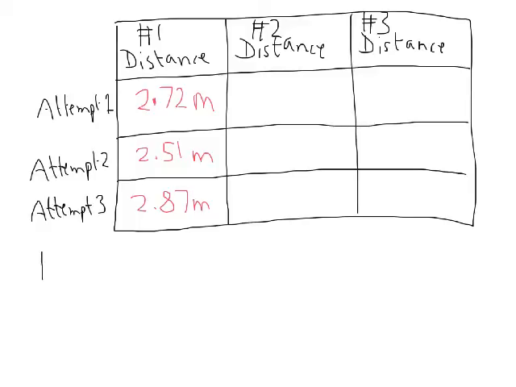And the kind of average that we're going to learn this year. We're going to learn this new word called mean, and a mean is basically what you would call the average. So you would actually work it out by adding up these three numbers, 2.72 plus 2.51 plus 2.87, and once you've got your total, which is going to be round about 7 point something, I think, then you'll divide that by 3 to work out your mean.